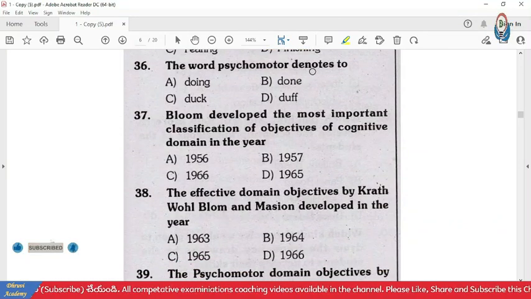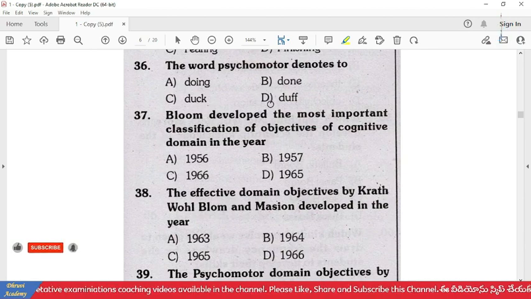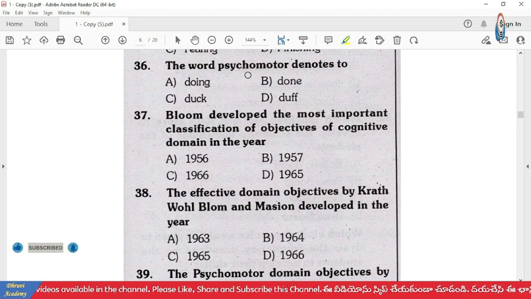The word psychomotor denotes A. doing, B. done, C. duck, D. duff. Which is the right answer? Psychomotor itself is the answer.